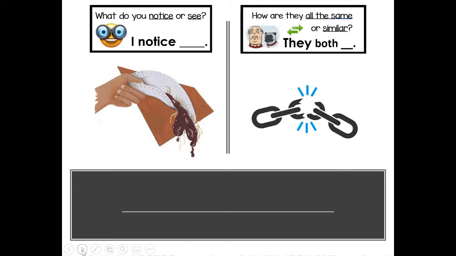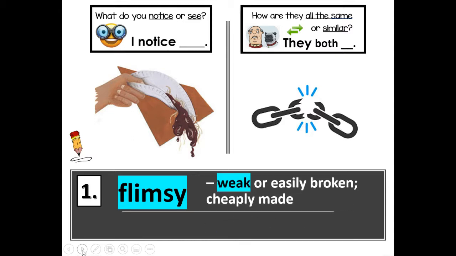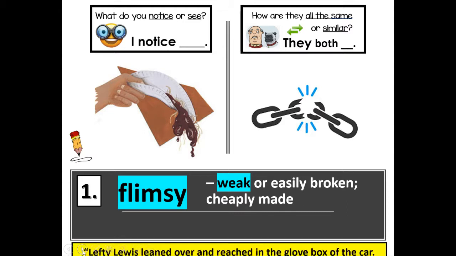How are they the same or similar? They both show weak or cheaply made, or, now write this word, flimsy. F-L-I-M-S-Y, flimsy. Flimsy means weak or easily broken, cheaply made.